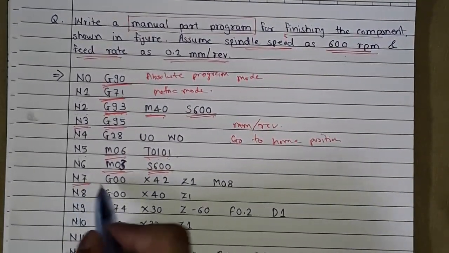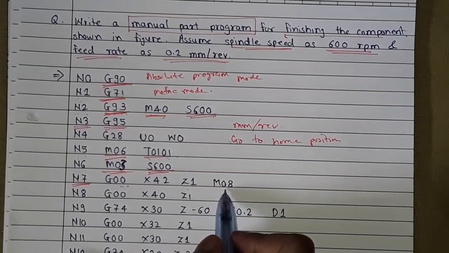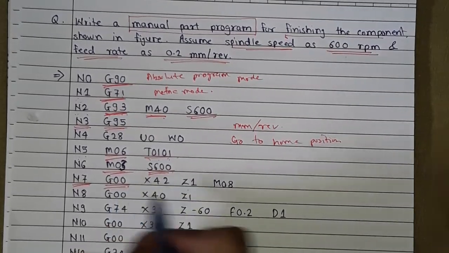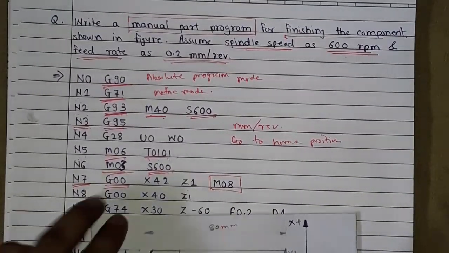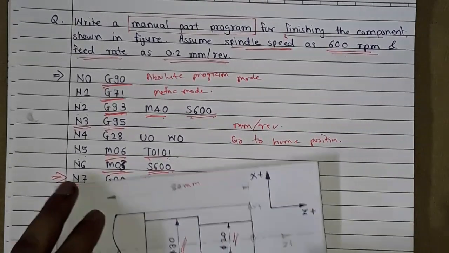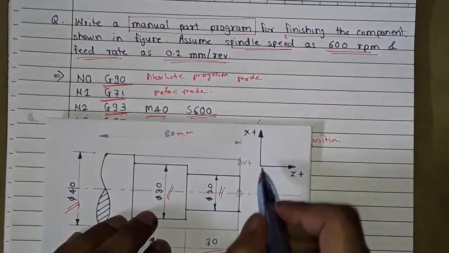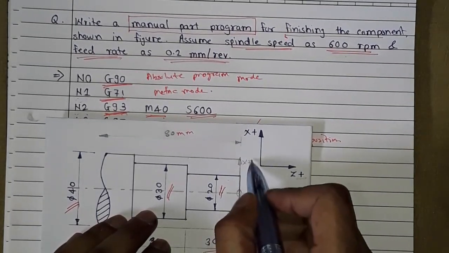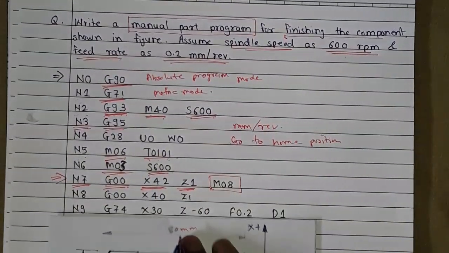And next N7 G00 X42 Z1 M08. Here friends, G00 is rapid tool positioning and M08 is for coolant on. In this operation, N7 G00 is rapid tool positioning to X42 Z1. Here friends, this is the XZ coordinate, this is Z plus and this is X plus.